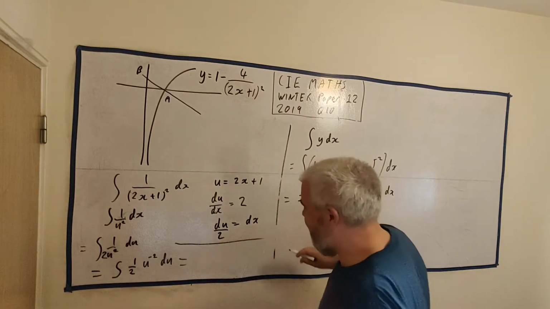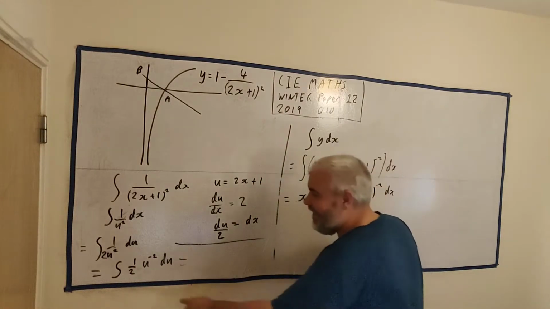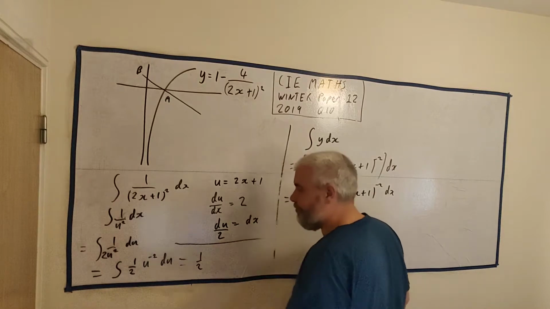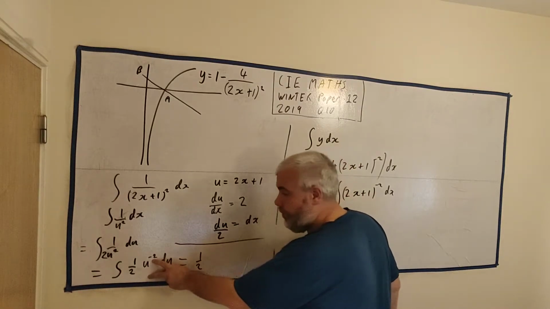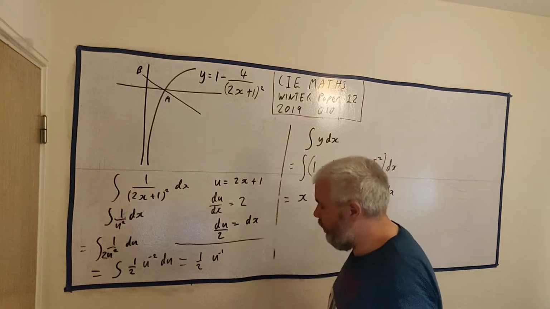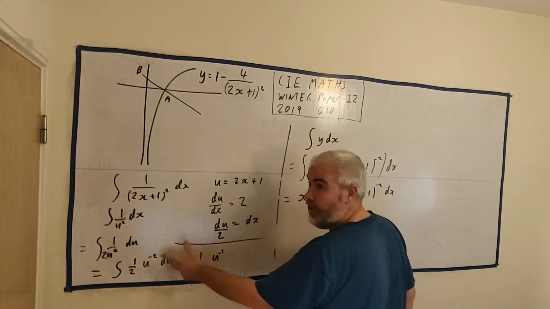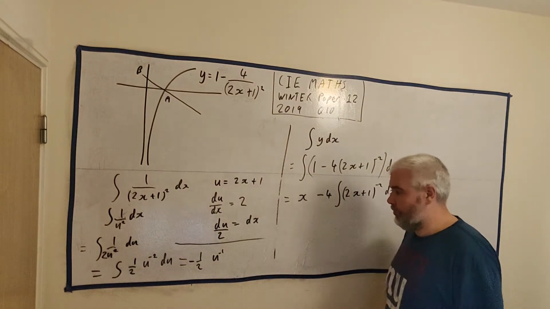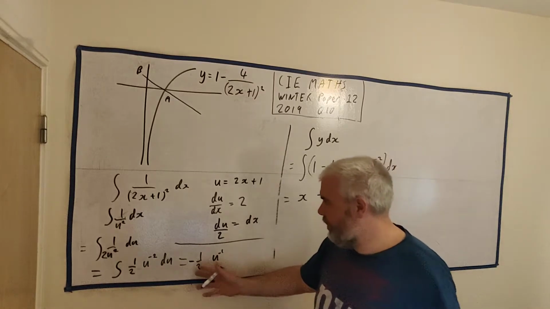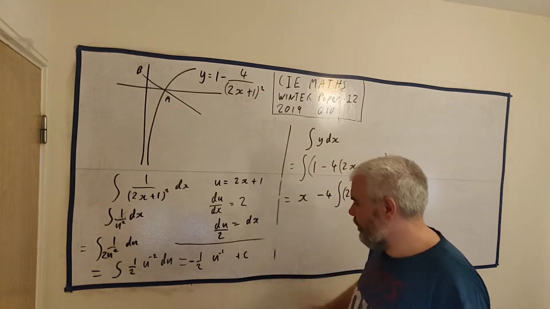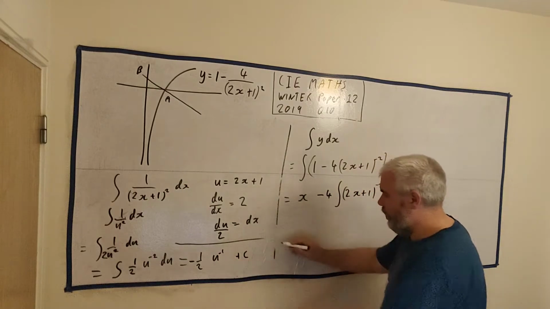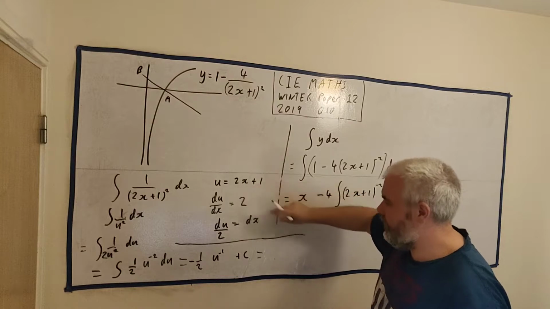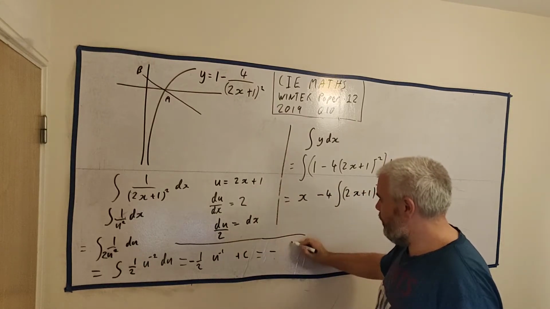This integral is not too bad. We ignore the half, it can stay outside. We add 1 to this number, and we get u to the minus 1. And then we divide by the new number, minus 1. So we divide by minus 1. It's like multiplying by minus 1. That is the integral of this, plus some constant, of course. And instead of u, we know what u is. It's this.